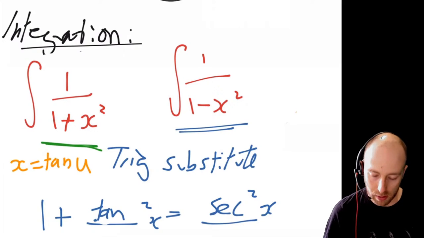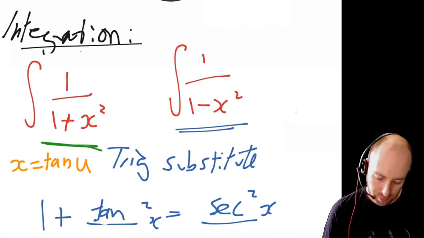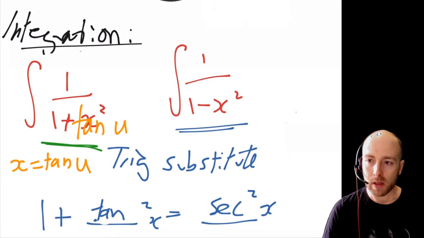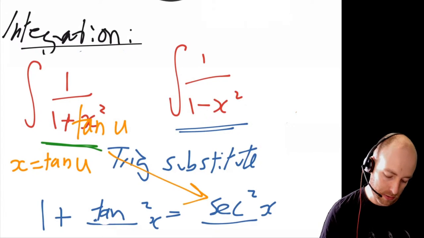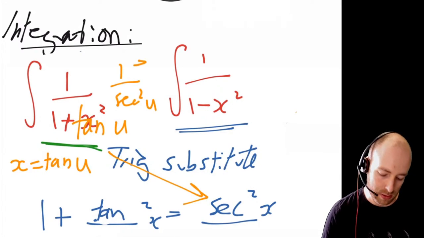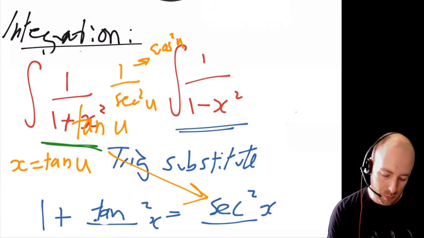this equation will become 1 over 1 plus tan squared u. 1 plus tan squared we already said is sec squared. So this becomes 1 over sec squared u, which then turns into cos squared u. And then we've got an easy integral to do. Similar idea with this one, the one on the right.